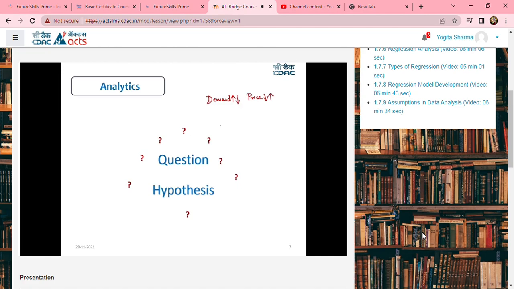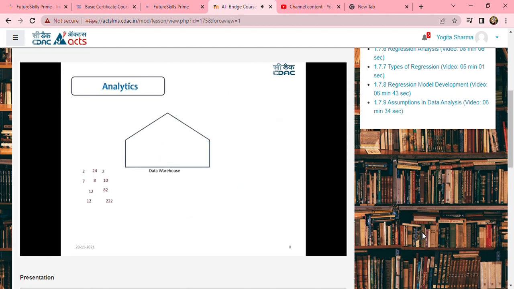Now, what I'll do is frame a question. I'll start with the question: is demand related to price? This is the question that I start with. Later, I will try to test this question. This is my assumption: I start by assuming that demand is not related to the price. Based on that, I will test this hypothesis by framing the null hypothesis and the alternative hypothesis, which we have seen in the descriptive statistics session. Right? So this is how the analytical framework goes.